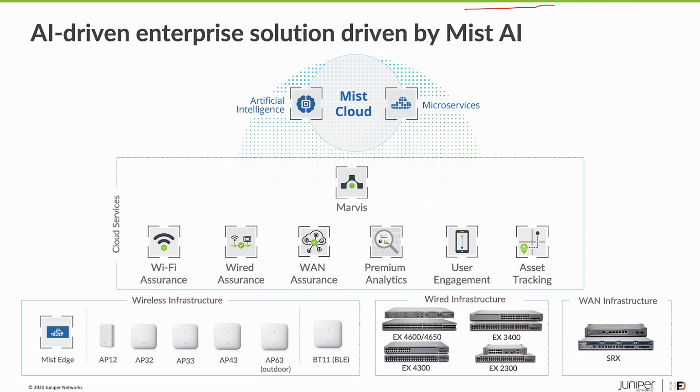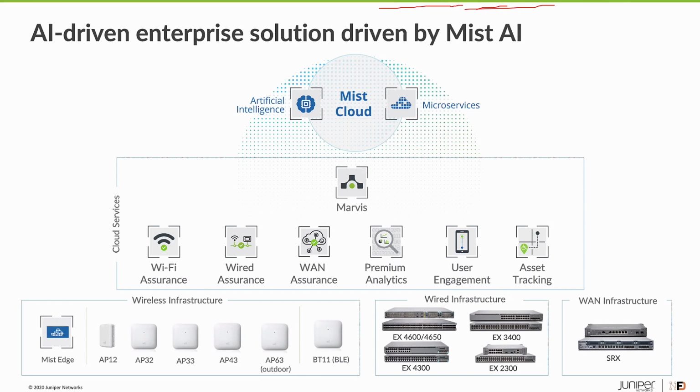Now, the Mist Cloud is also built from the ground up to support AI. It's built for data science. It's built for machine learning. And so we're able to lean very heavily on the Mist Cloud and the essentially unlimited processing power that we have with it to perform a lot of these complex functions.